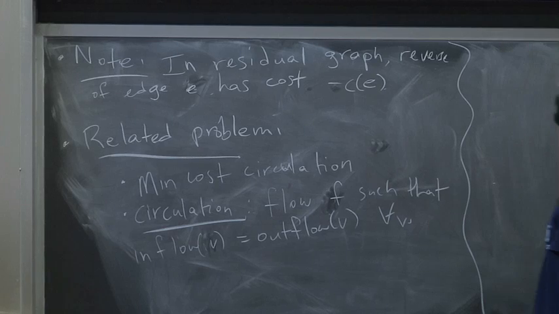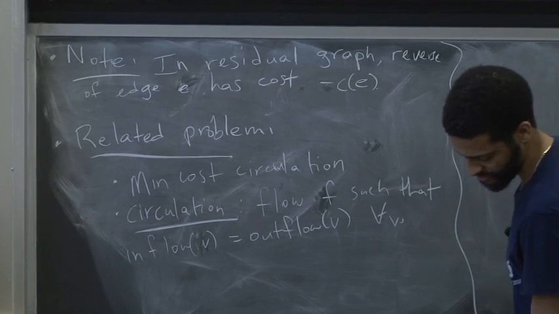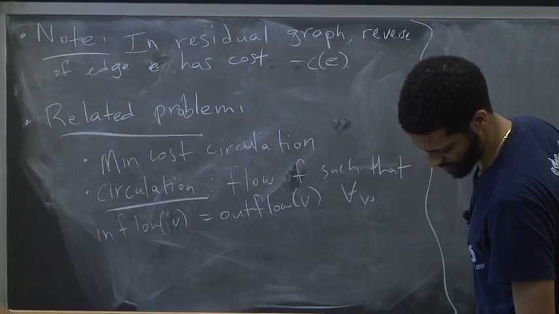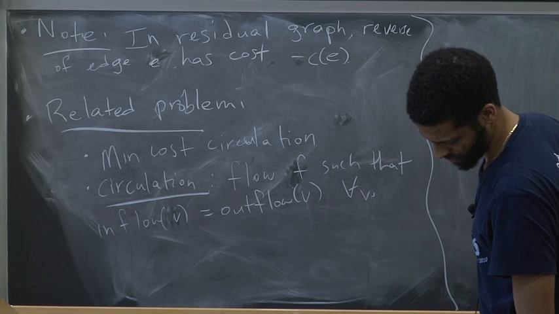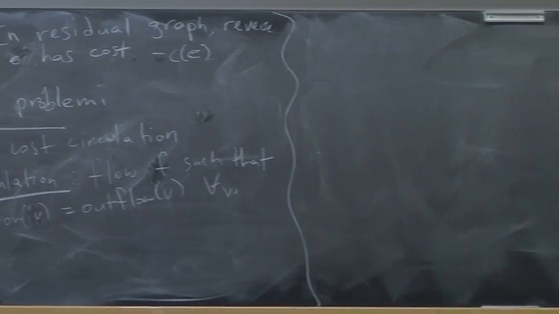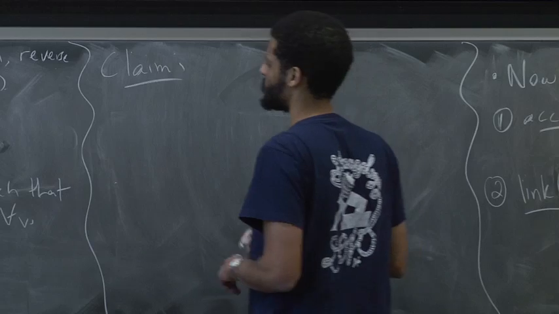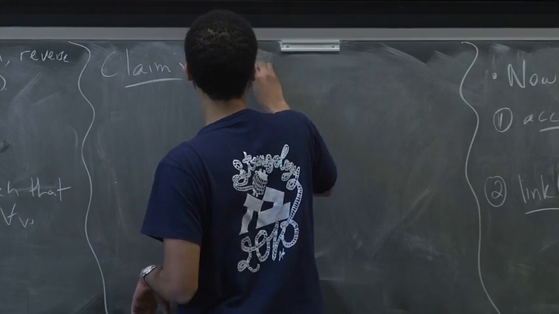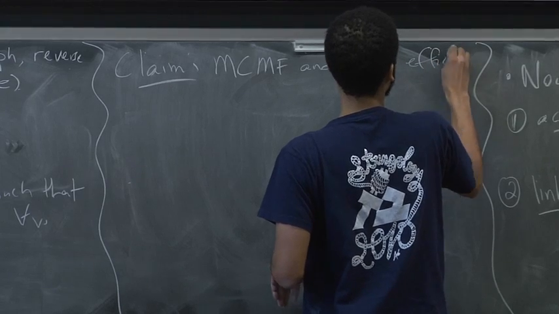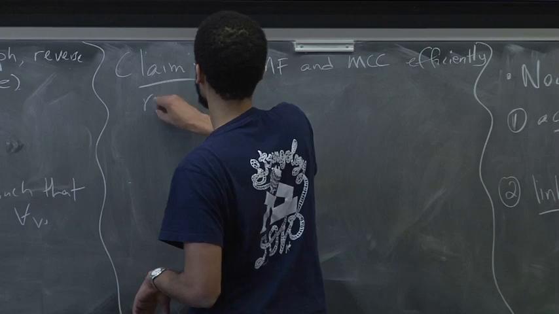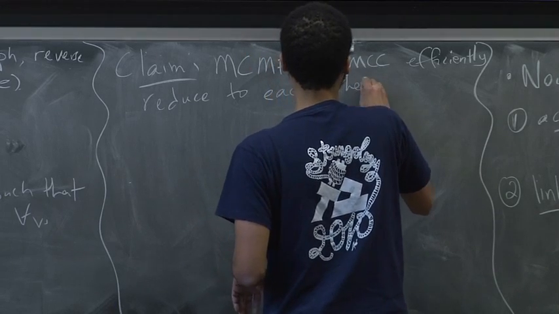What do I want to say about these two problems? Okay. So claim: min cost max flow and min cost circulation efficiently reduce to each other. So you only really need to focus on one. So, proof.